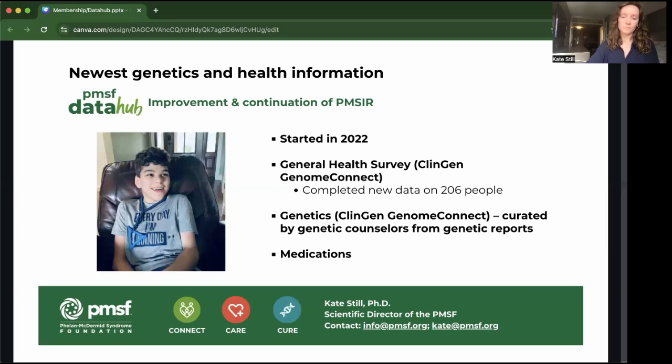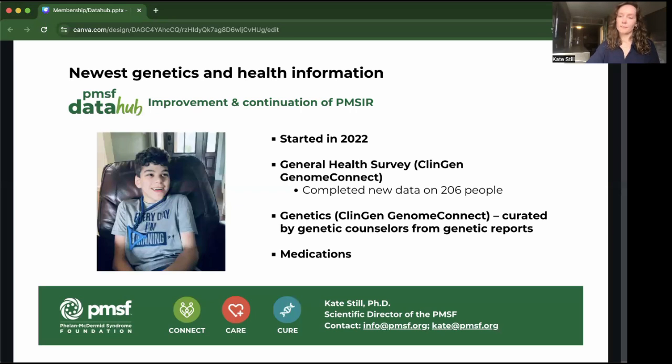and hope to get more people enrolled. And we also have the ClinGen Genome Connect genetics survey, which is currently being curated by genetic counselors also. And this includes both people who have just enrolled in the Datahub anew, or the reports from the PMSIR. So that's a pretty significant number of reports. And the genetics survey is also very detailed. It includes a lot of questions about structural variants and sequence variants seen in Phelan-McDermid syndrome, and some summary data there as well that classifies these genetics into general classes.